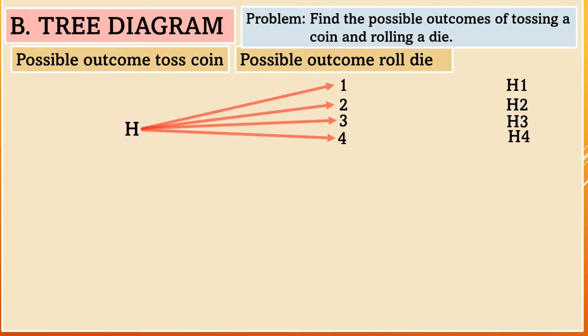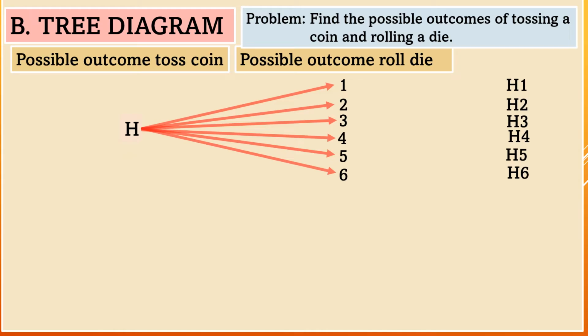The next possible outcome, still head. Then ang die, ang lumabas is 5. So if you are going to record, we have H5. Next try, head pa rin. Then sa possible outcome of rolling a die, 6 na ang lumabas. So try to record that one, that is H6.